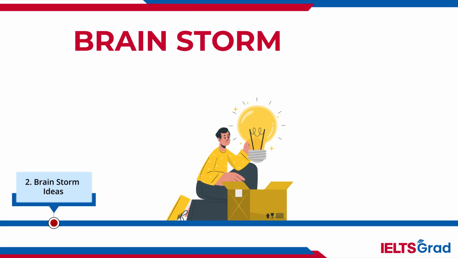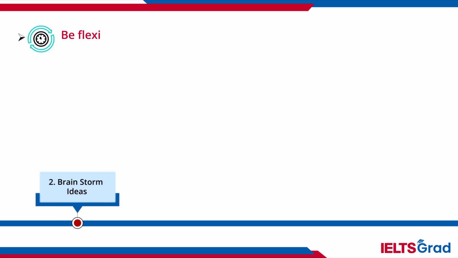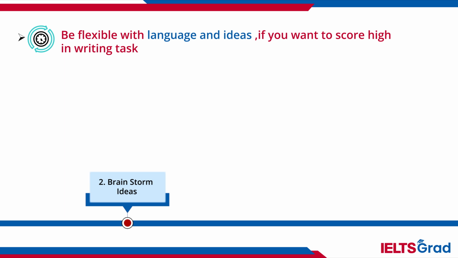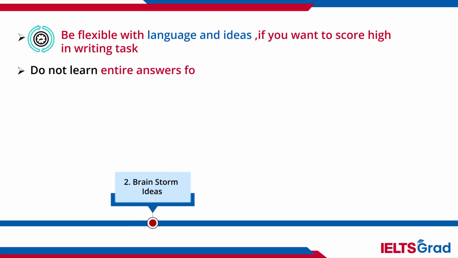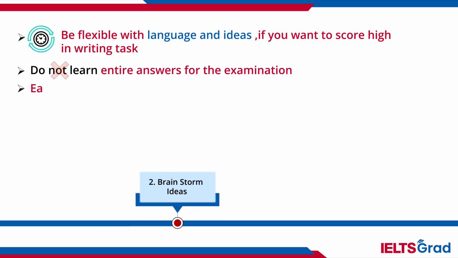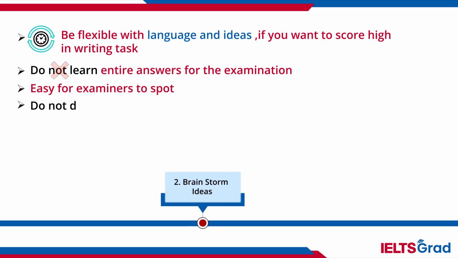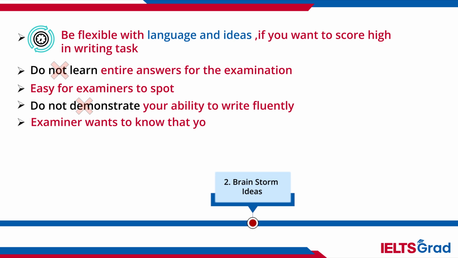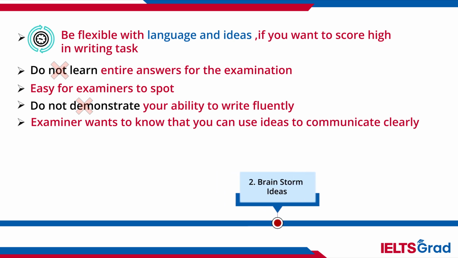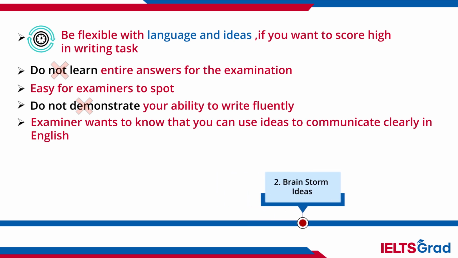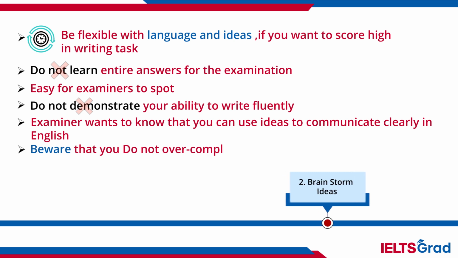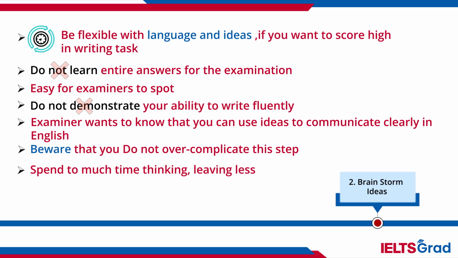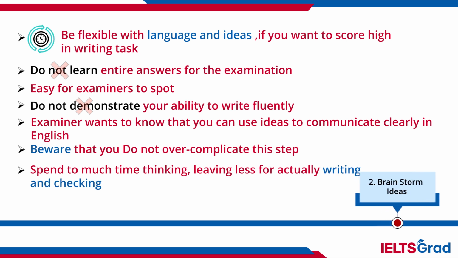Tip number 2, brainstorm ideas. Be flexible with language and ideas if you want to score high in writing task. Do not learn entire answers for the examination. They are easy for examiners to spot and do not demonstrate your ability to write fluently. The examiner wants to know that you can use ideas to communicate clearly in English. But also beware that you do not overcomplicate this step or spend too much time thinking, leaving less time for actually writing and proofreading.